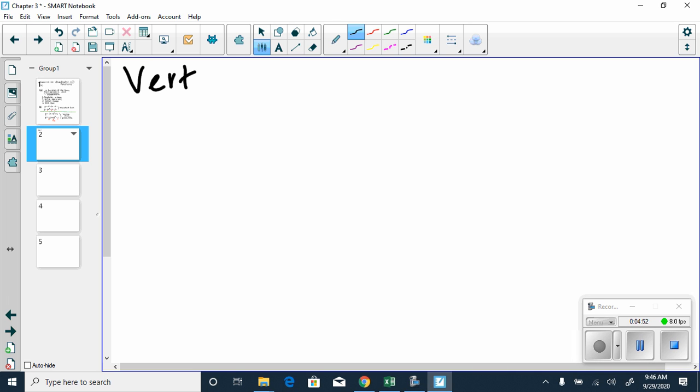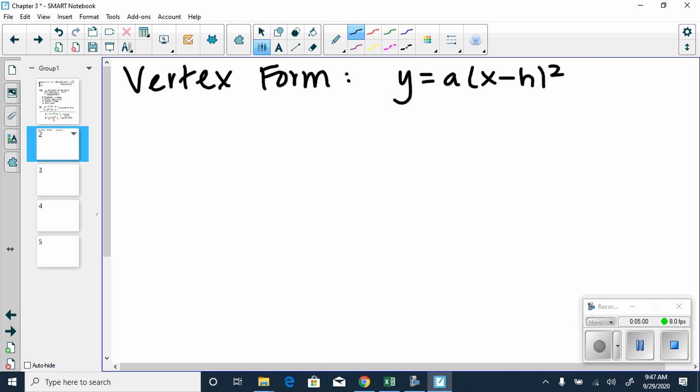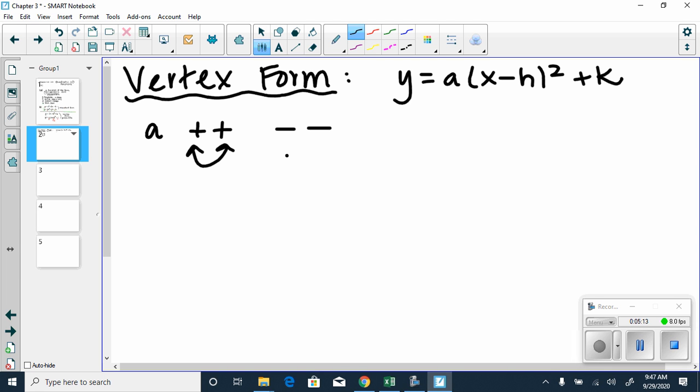Okay, so recall, vertex form is a times parentheses x minus h, squared, plus k. All right, so first off the a. If the a is positive, it means your parabola is going to go up, or it's going to be happy. If a is negative, it means your parabola is going to go down, or it will be flipped down. So we just saw that last week when we did the flips of the graphs.